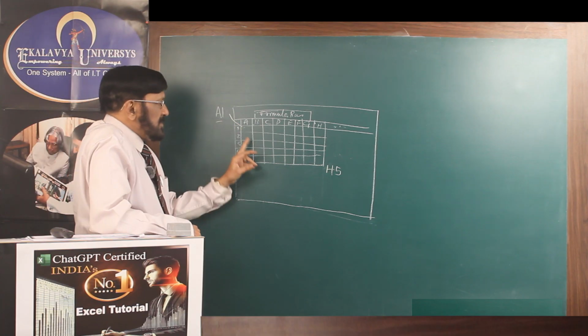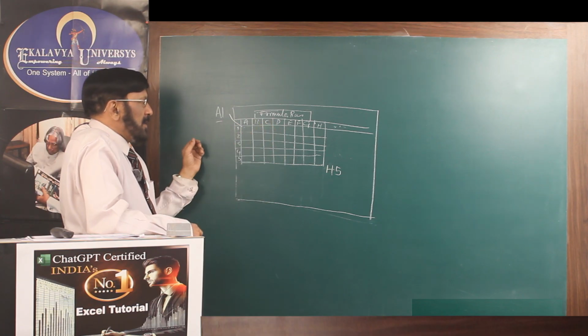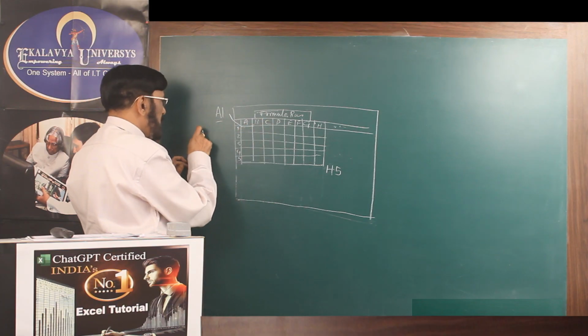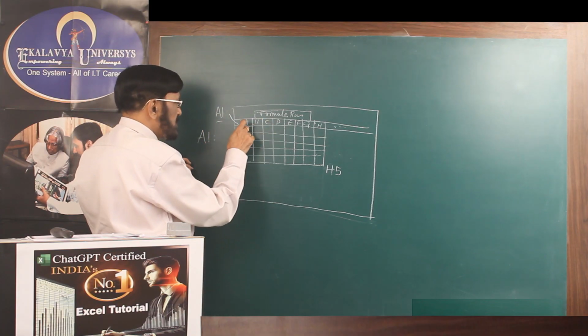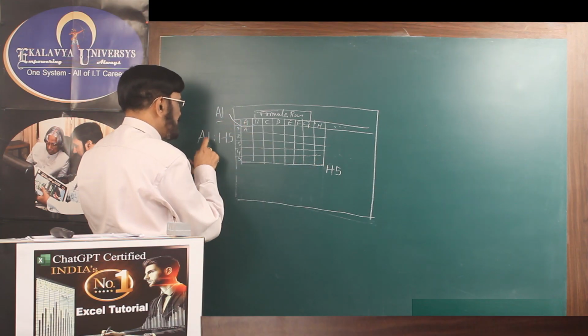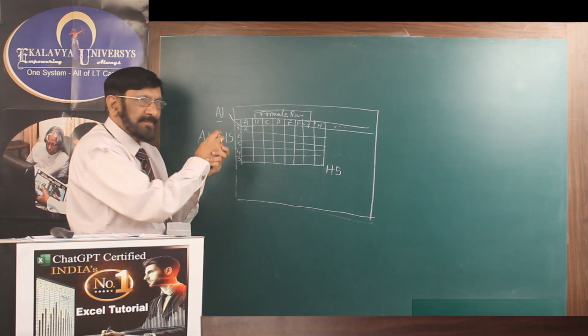Actually, this is a data set I want to create. For that purpose, what is the range? It should be represented like this: A1 to H5. This is the range.